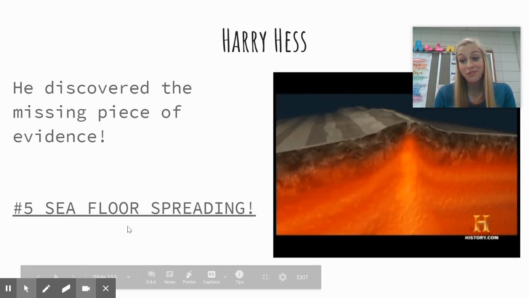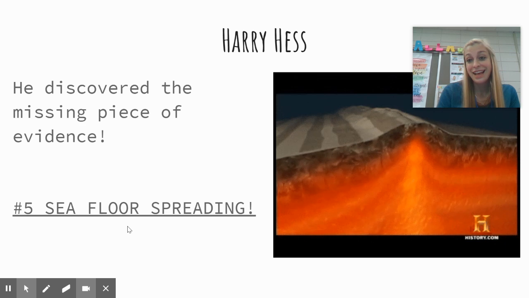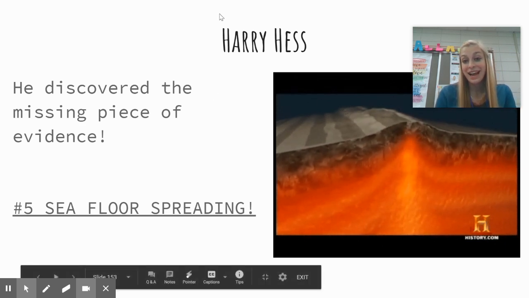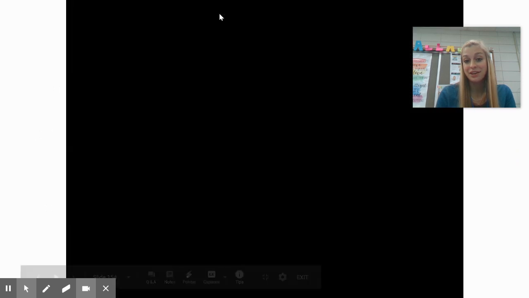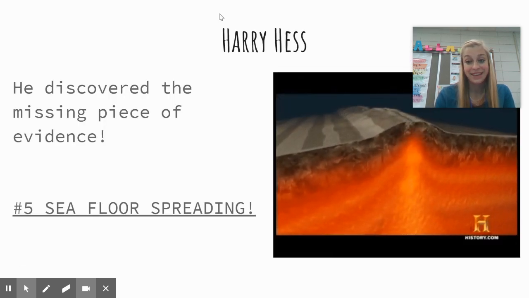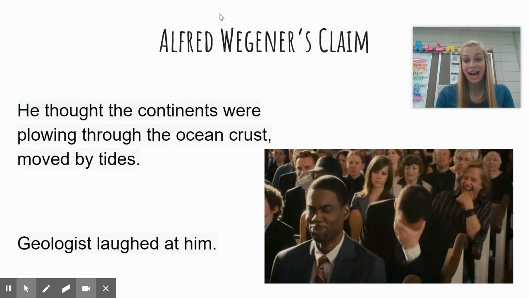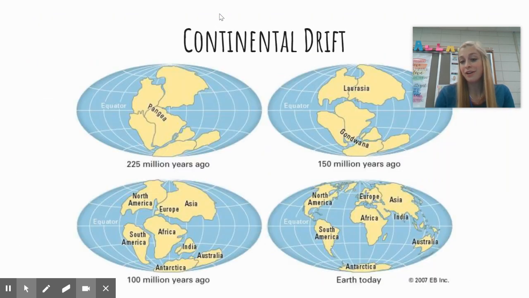So poor frozen Alfred Wegener, if he had only stayed alive, he would have found out that Harry Hess proved his theory to be correct. Unfortunately, he was already gone. So that is the story of continental drift. That is the whole theory, and that is what happened.